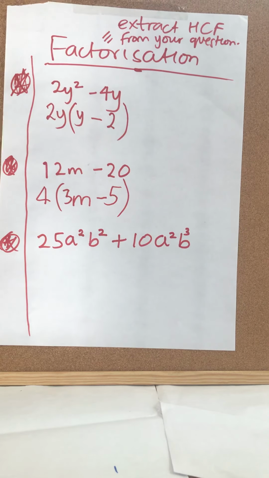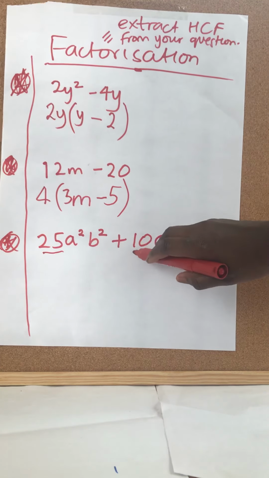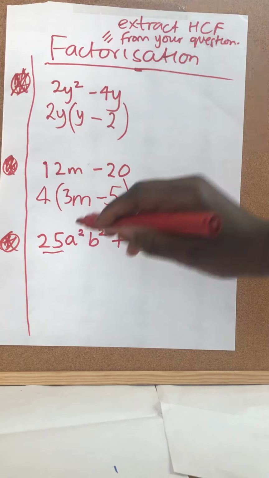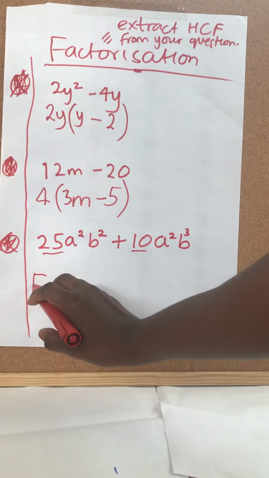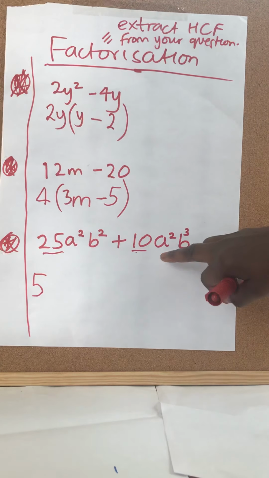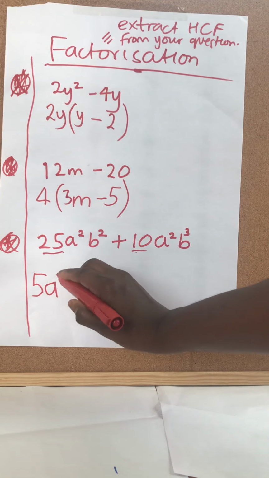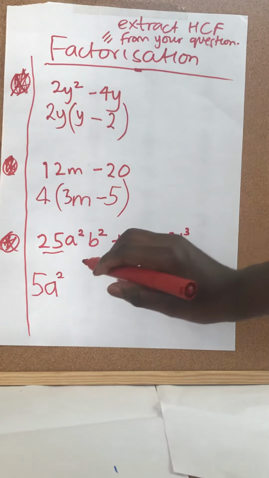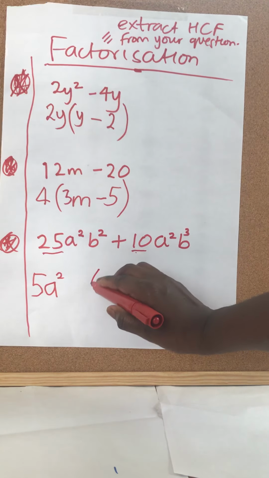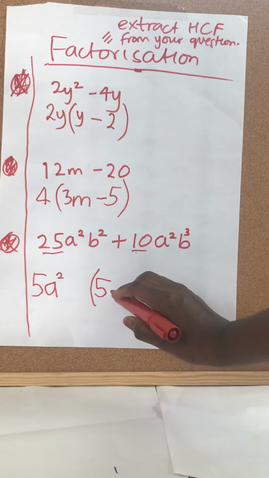The third example, I know this is 25 and this is 10. What is common? Your 5 times table. So I know 5 is common. I will take the 5 out. A squared is here. A squared is here. What is common? Definitely a squared. When I took out 5 from here, I have 5 left. When I took out a squared, I have nothing left.